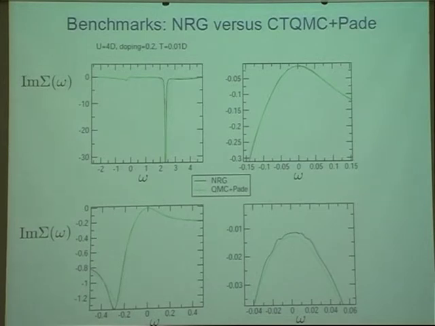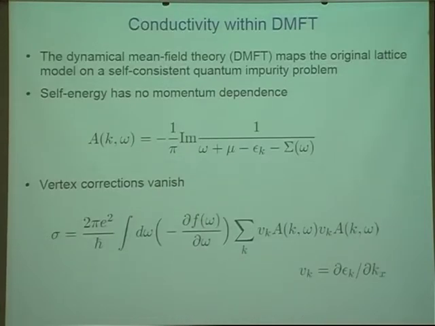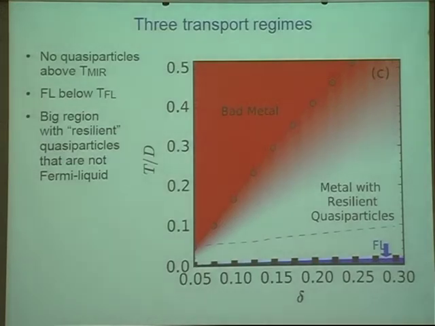Yeah, so for more involved people, this is DMFT done on a Bethe lattice. Okay, so let me now switch to the results. The main result is that we find three regions of transport.